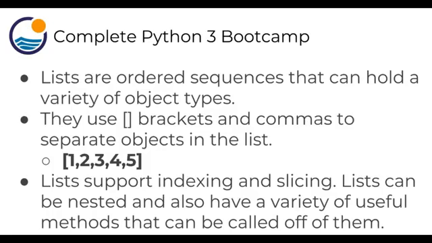Lists are ordered sequences that can hold a variety of object types, and they use square brackets and commas to separate the objects in the list. For example, here we can see a list of numbers 1, 2, 3, 4, 5. And lists, just like strings, support indexing and slicing. And lists can also be nested and have a variety of useful methods that can be called off of them. Let's explore all these concepts in a Jupyter Notebook.